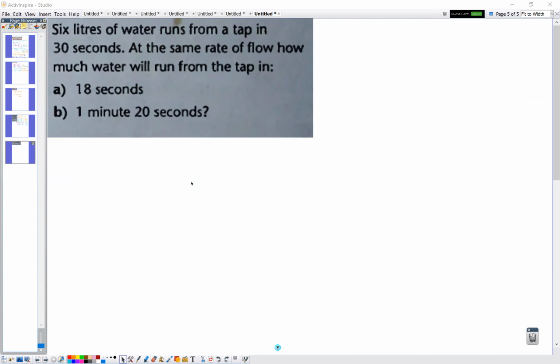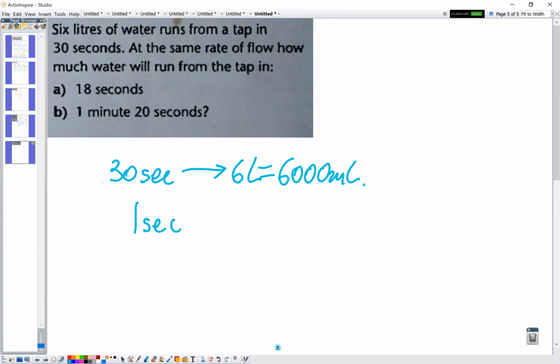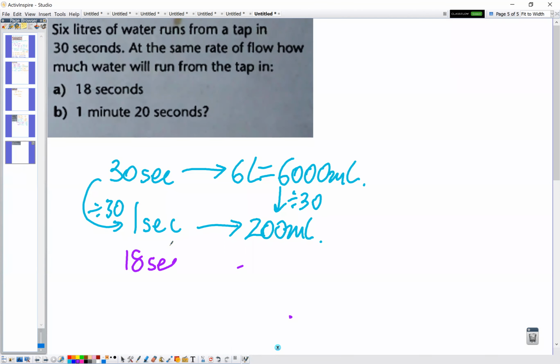As we said, we find one portion first, that's what we divide for. For one portion, the question gives you 30 seconds is 6 liters. 6 liters is 6,000 milliliters. To find 1 second, from 30 to 1, we divide by 30. The right hand side, divide by 30. It becomes 200 milliliters for 1 second. So you can get 18 seconds: 1 times by 18, the right hand side, we times by 18. So it becomes 3,600 milliliters.